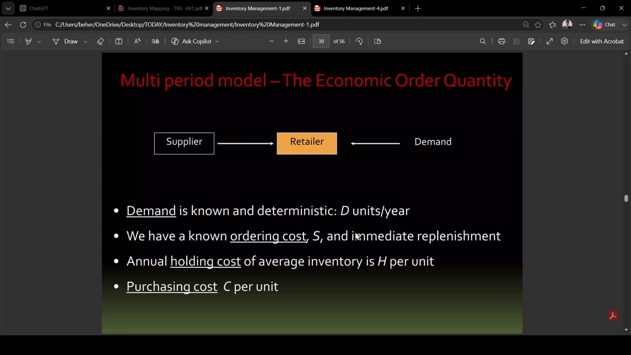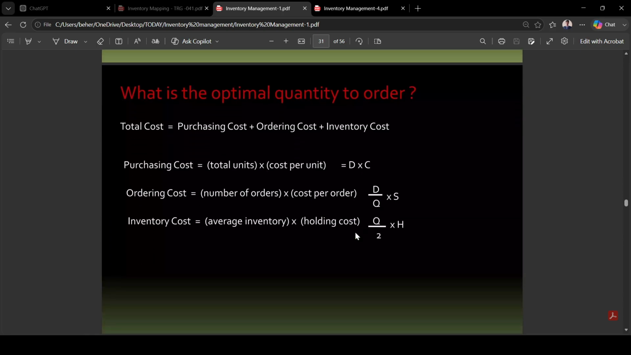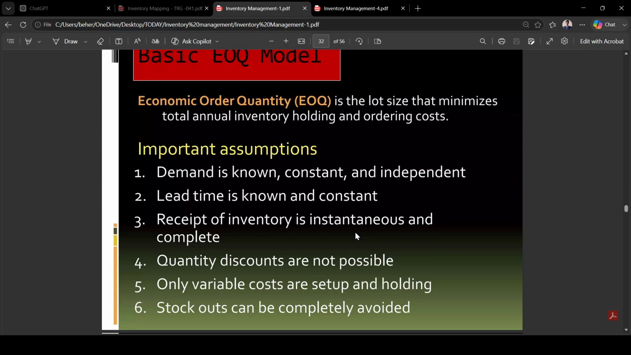So, the multi-period model, the economic order quantity. Supply, retailer, demand. Demand is known and deterministic, D units. We have a known ordering cost and an immediate replacement. Annual holding cost is average inventory times the purchasing cost. What is the optimal quantity per order? Total cost equals purchase cost plus ordering cost plus inventory cost. Purchasing cost is the unit cost. So that is how to calculate total cost: purchase cost, ordering cost, inventory cost. Basic EOQ model.